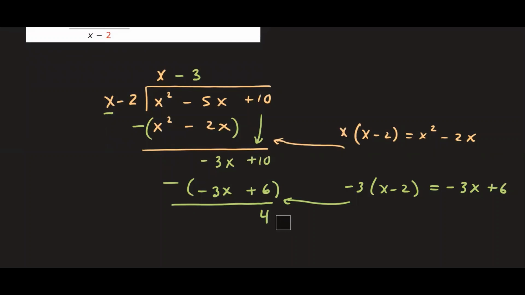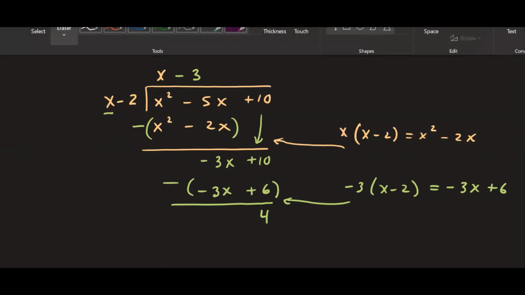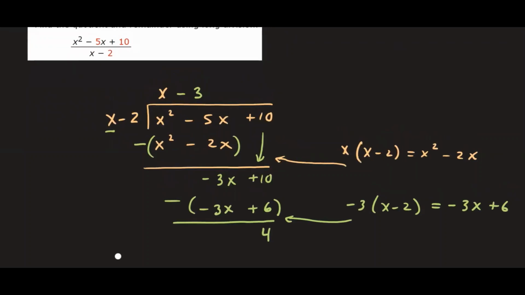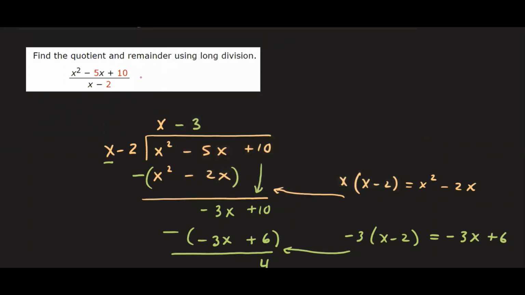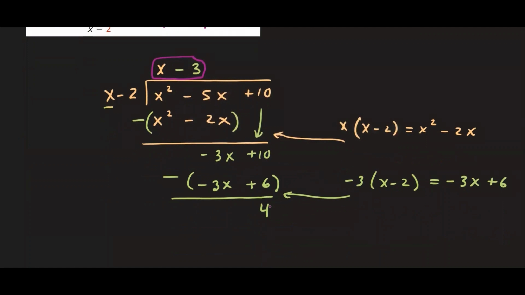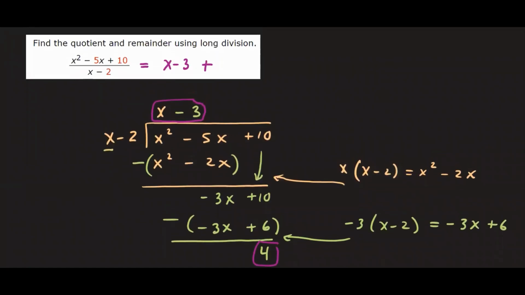Now it's time that we write out our final answer. So here's how we're going to write this out. So this quotient is going to be equal to this part, which we're going to call the quotient. So that would be x minus 3 plus the remainder, which is this piece right here. So that would be 4 over the divisor, which is this denominator, x minus 2. So that's how we write down the answer once we have the long division completed.